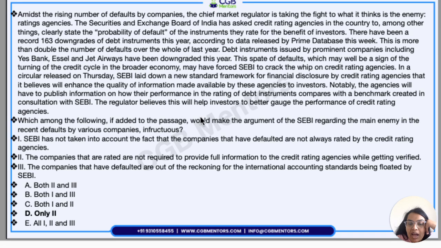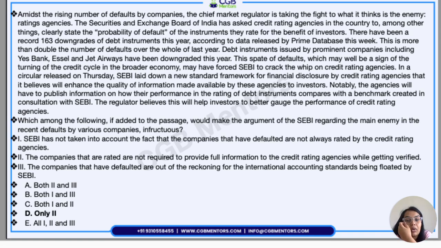So which of the following, if added to the passage, would make the argument of the SEBI regarding what? SEBI's main enemy here has been described as the rating agencies. Recent defaults, infractions. To understand that, first try to understand the passage. Of course, we have to understand the passage. Now, whenever something is infructuous, I won't be able to tell the exact word in Hindi, I'll try to explain in English itself. It talks about where a fraction is being created.